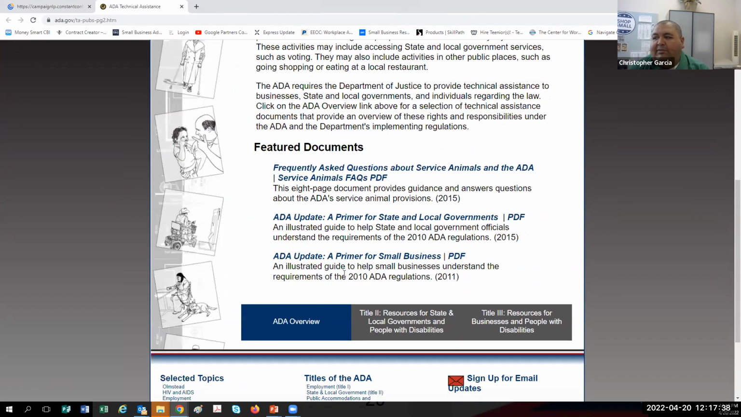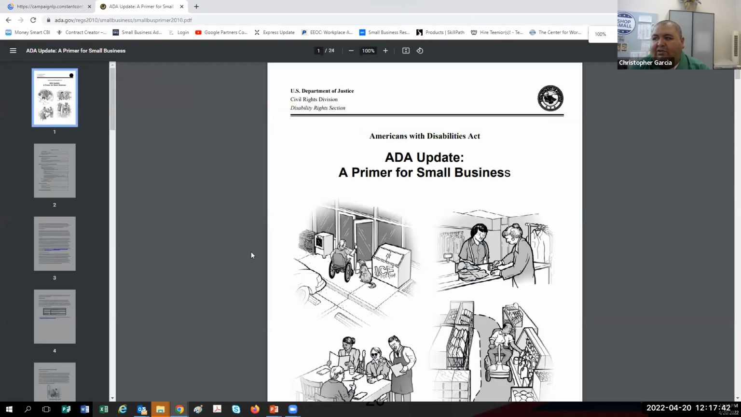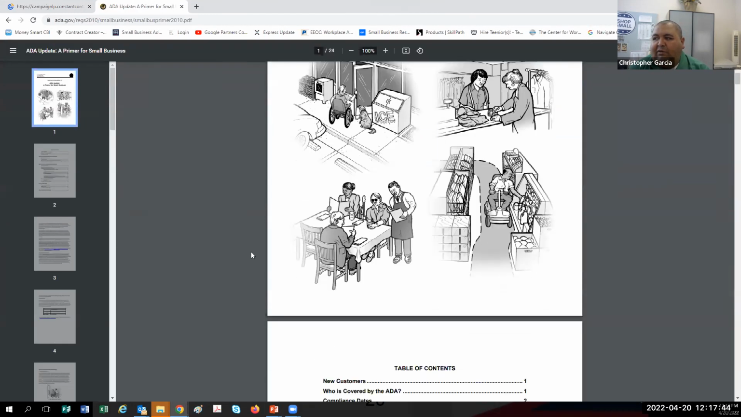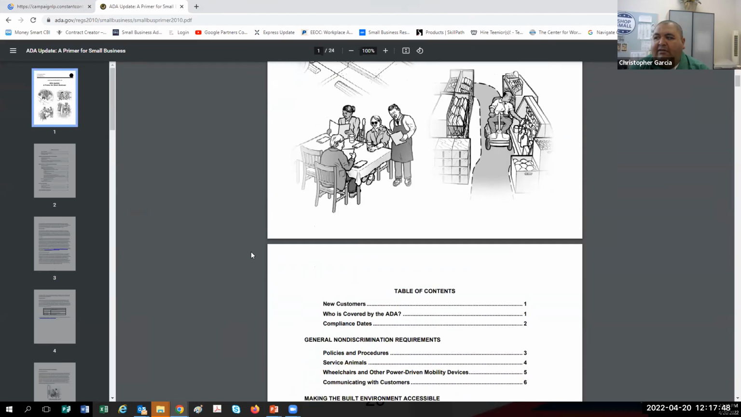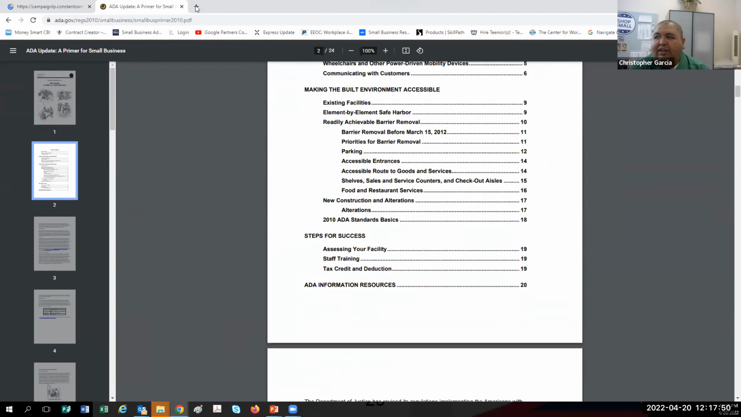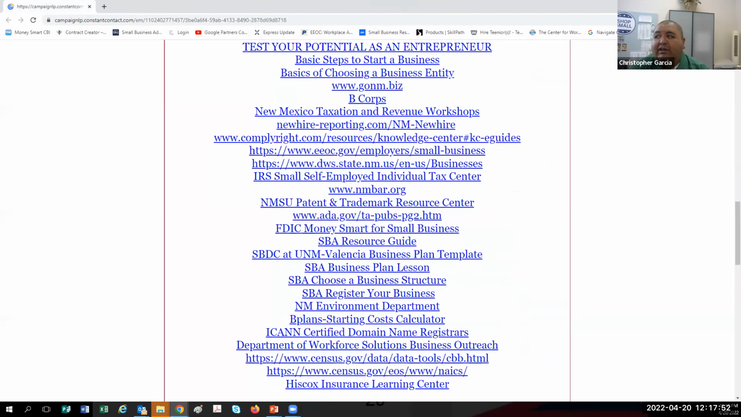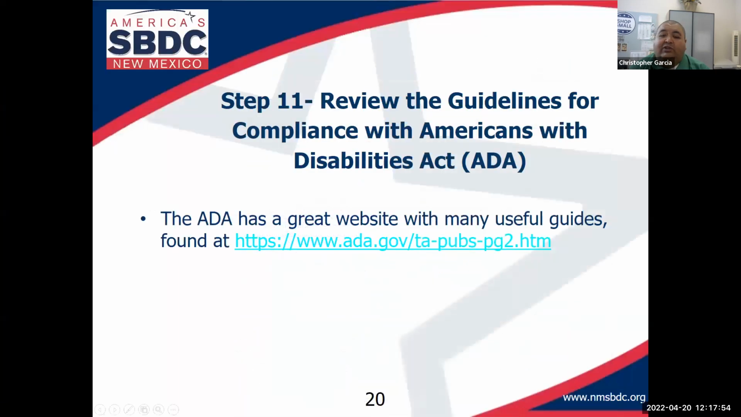And if you look on their website, they have a primer for small business and a PDF. And this goes over everything you need to know about being compliant with the Americans with Disabilities Act. There's also consultants who work in that industry. And of course, attorneys could give you advice on that as well.